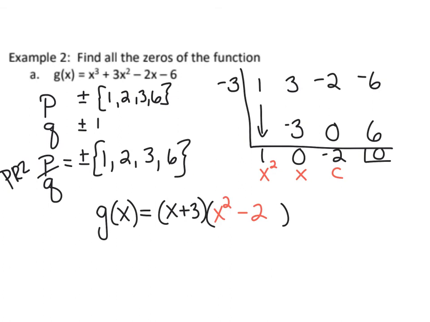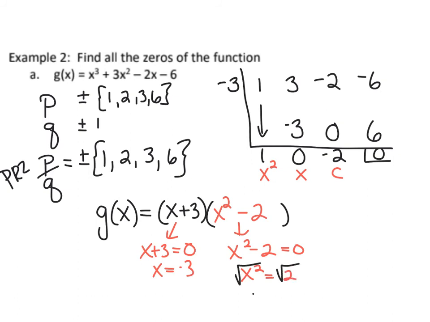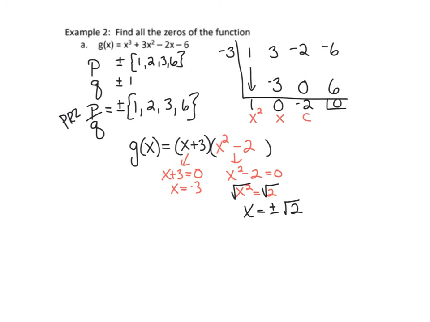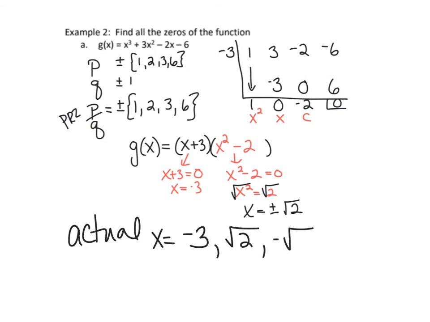So I can apply the ZPP, and I know that one is x plus 3 equals 0, giving me the -3, which I already know. And this one, x squared minus 2 equals 0. Well, how do I solve this? I can add 2 to both sides. Then I take the square root of both sides, and the moment I do, I need to remember that I need plus or minus. There's 2 solutions. So my actual zeros would be -3, the square root of 2, and the negative square root of 2.